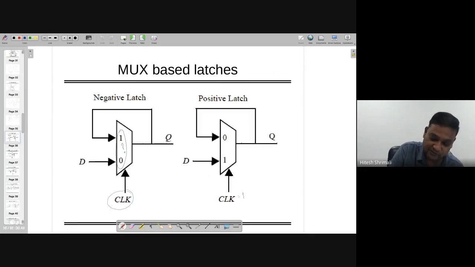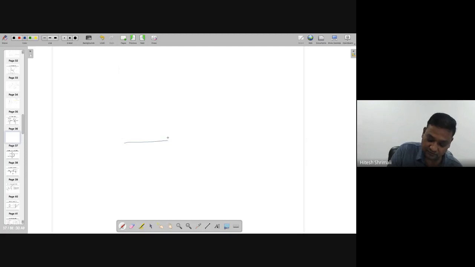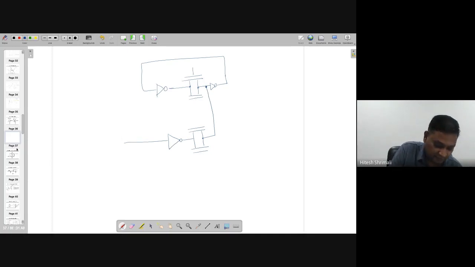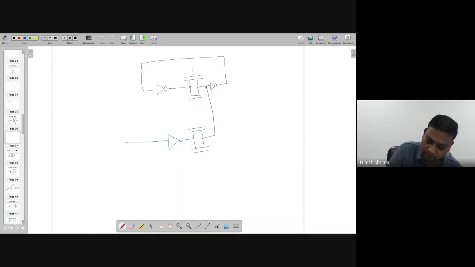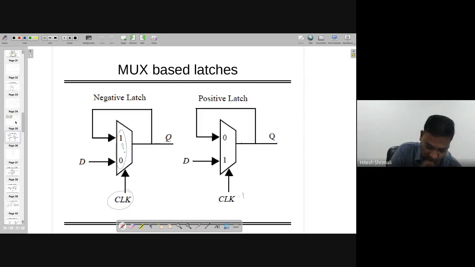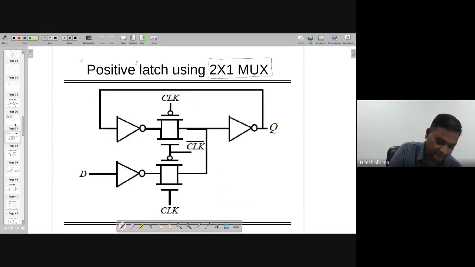Maybe I can draw that one more time so that we can keep the symbol also if you wish. But this clock and clock bar path.